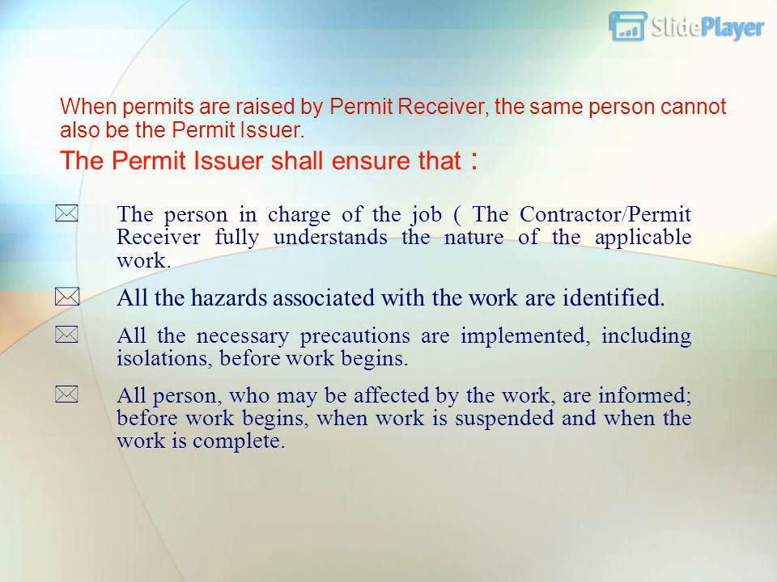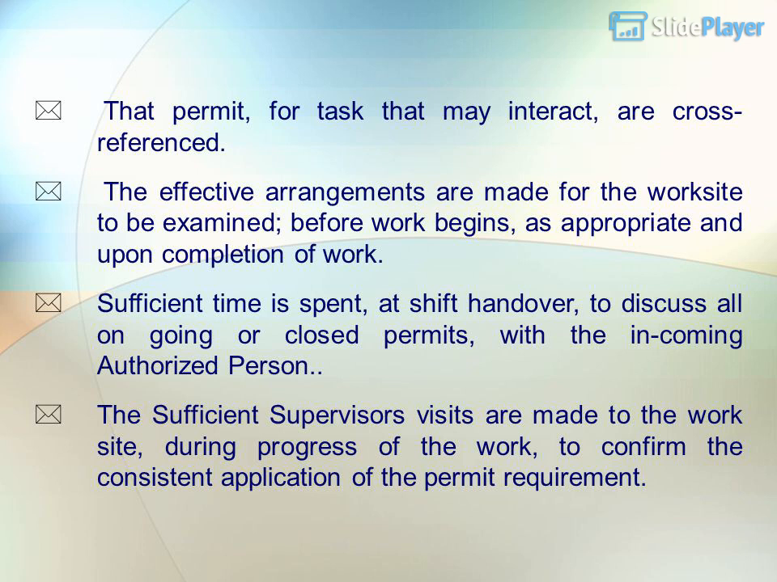When permits are raised by the permit receiver, the same person cannot also be the permit issuer. The permit issuer shall ensure that the person in charge of the job, the contractor/permit receiver, fully understands the nature of the applicable work. All the hazards associated with the work are identified. All the necessary precautions are implemented, including isolations, before work begins. All persons who may be affected by the work are informed before work begins, when work is suspended and when the work is complete. Permits for tasks that may interact are cross-referenced.